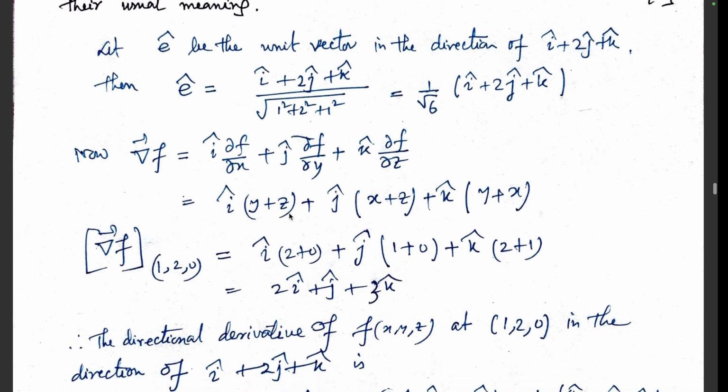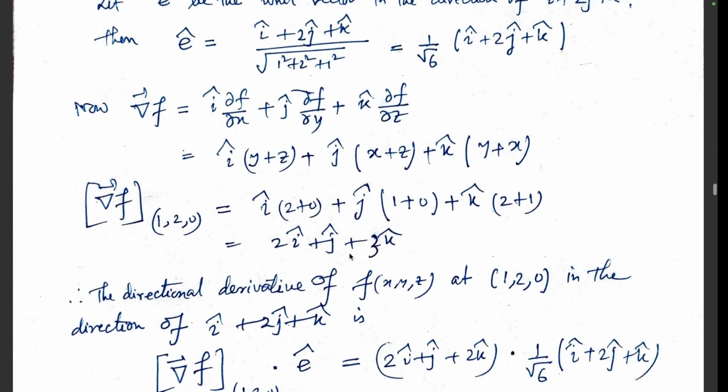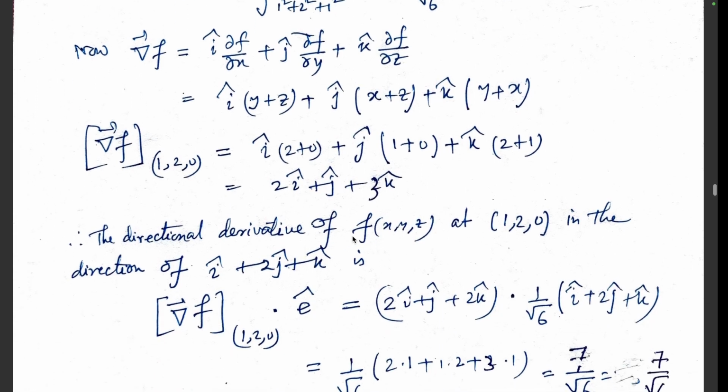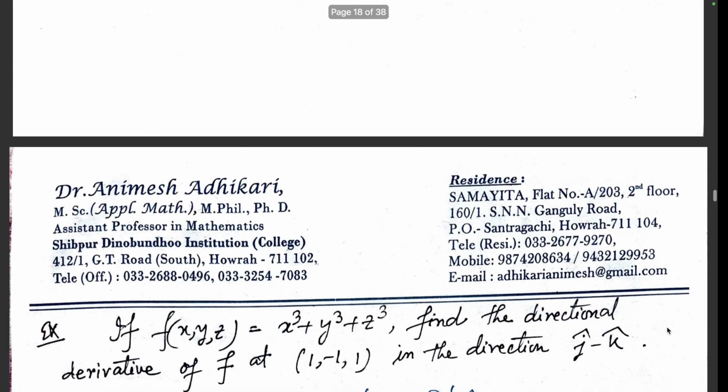Grad f at the point (1, 2, 0) is equal to 2i cap + j cap + 3k cap. So the directional derivative of the function f at the point (1, 2, 0) in the direction of this e cap is grad f at the point (1, 2, 0) dot e cap. So we get 7 by root 6, the required answer.